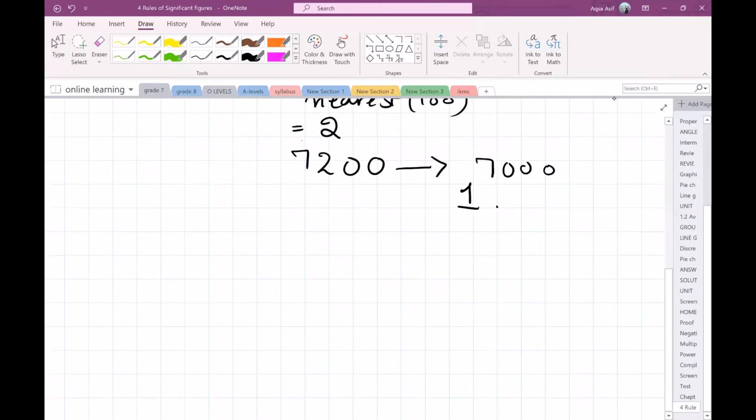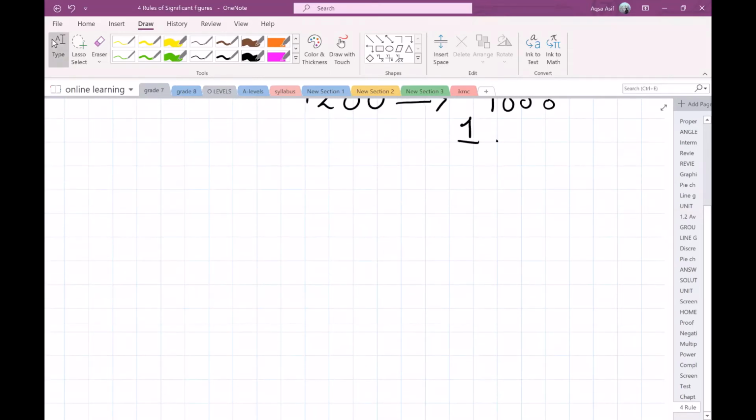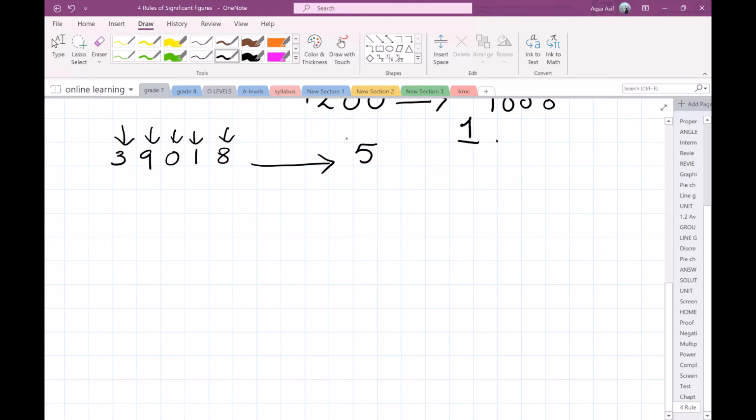I'll be giving you a few questions. We'll be doing a few questions for practice. So let's get started. First of all, I want you to figure out the number of significant figures in these questions. How many significant figures are there? The 0 is in between the non-zero numbers, so we will count all of them. We have 5 significant figures, right?